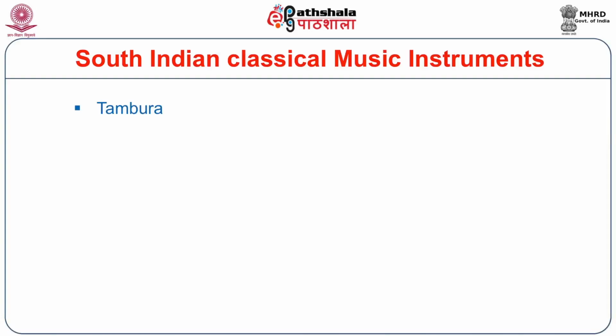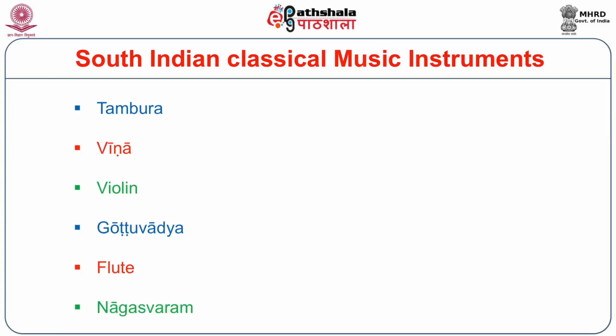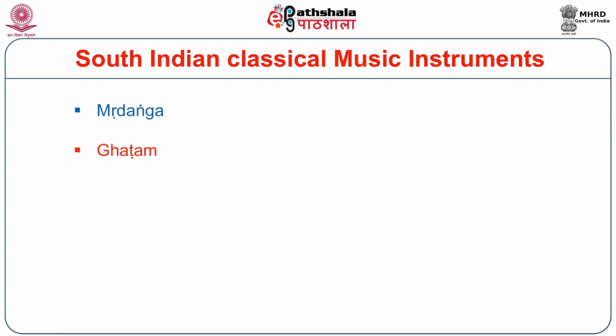Now, in this module, we will be going to have a detailed note on some of the classical music instruments like the tambura, veena, violin, gotu vadya, flute, nagaswaram, mridanga, ghatam, kanjira, morsing and jalatrangam. We will have a look at it one by one. The first is the tambura.